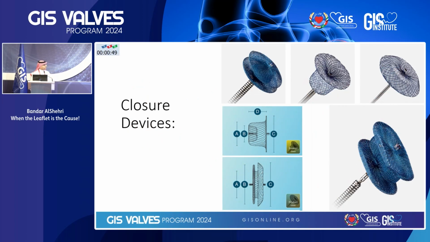Could you point out the device that you chose? Because some of us are not that familiar with these devices. Which one, with the cursor? This is the ASD device, and this is the shape. There are 2 discs, and there is a waist which can occlude the defect.